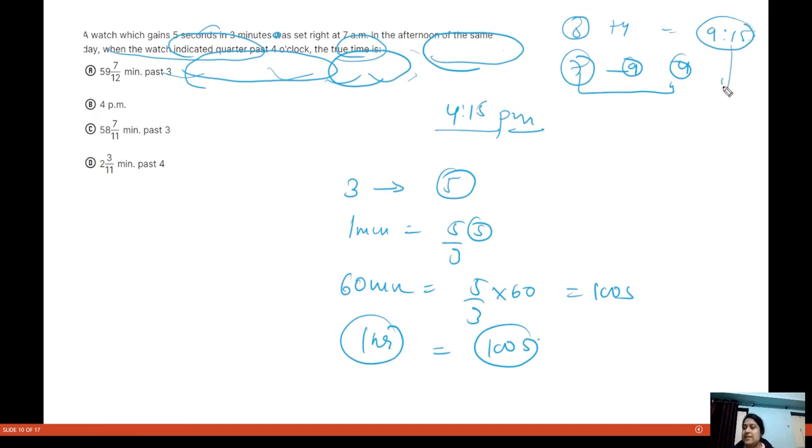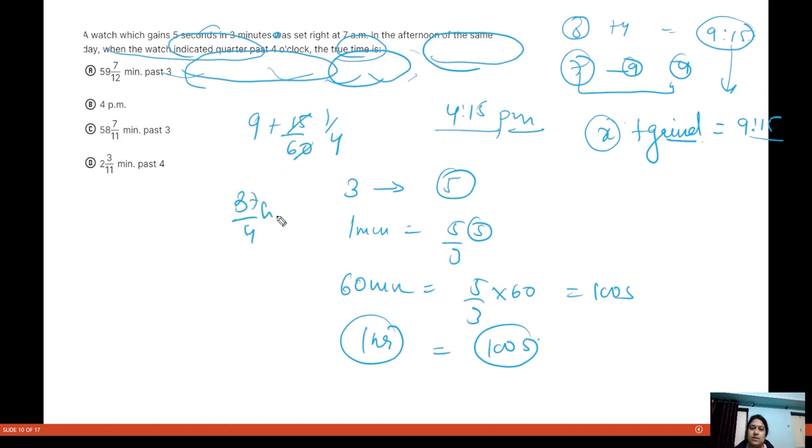So let us say the correct time is x, and the time gained is equal to something, so that is equal to 9 hour 15 minute. And what is 9 hour 15 minute? 9 plus 15 by 60, so this is 1 by 4. So that is 37 by 4 hours. So actually the time that is given is x plus gain is equal to 37 by 4.